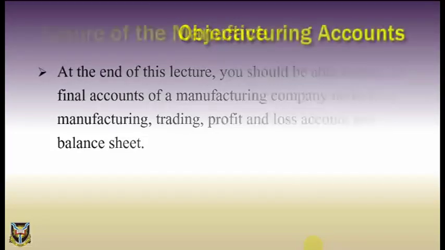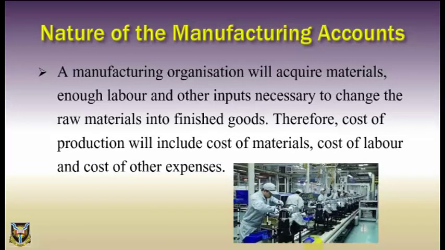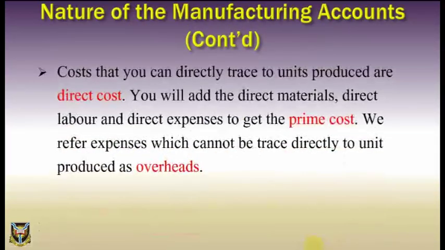Content. A. Nature of the manufacturing accounts. You will agree that a manufacturing organization will acquire materials, enough labor, and other inputs necessary to change the raw materials into finished goods. Therefore, cost of production will include cost of materials, cost of labor, and cost of other expenses. Costs that you can directly trace to units produced are direct costs. You will add the direct materials, direct labor, and direct expenses to get the prime cost.